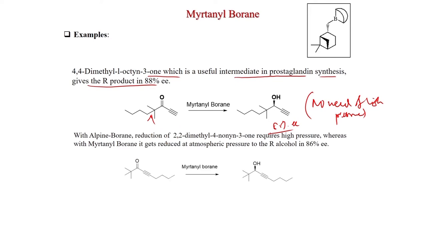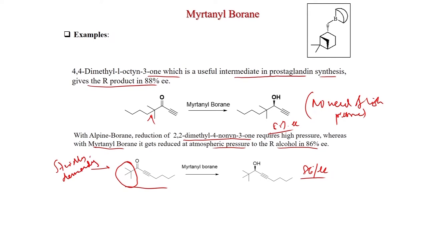With alpine borane, the reduction of 2,2-dimethyl-4-nonyn-3-one requires high pressure, whereas with methanyl borane it gets reduced at atmospheric pressure to the R alcohol. Here we have an alkyne. So, you get this alcohol in 86% ee. And you see this is the tertiary butyl group, so this is sterically demanding. That means sterically demanding ketones can be reduced with methanyl borane. Also, if you have a trimethylsilyl group on the triple bond, the product is formed without affecting this group, and you get this alcohol in high ee.